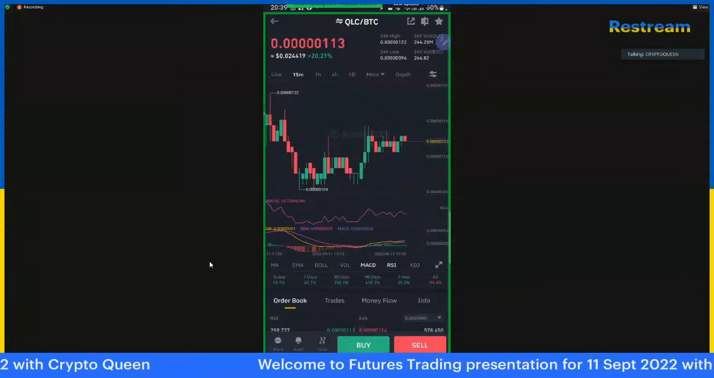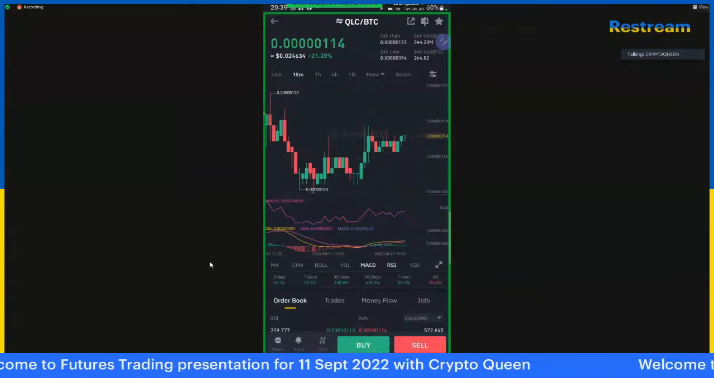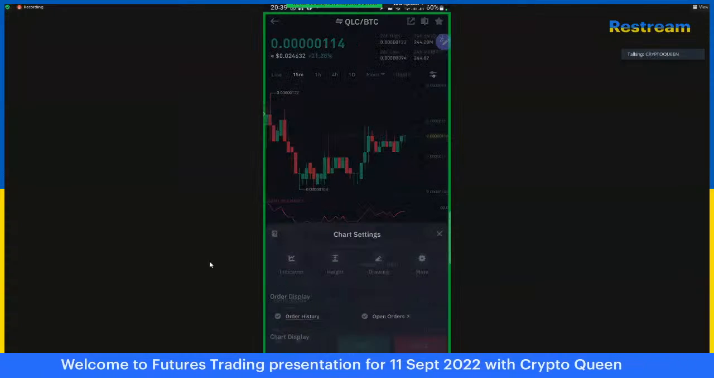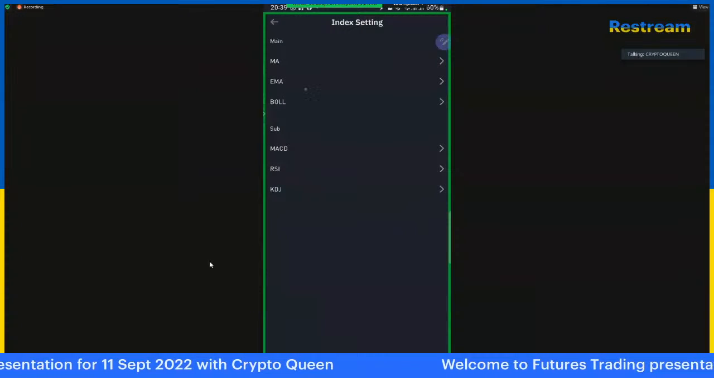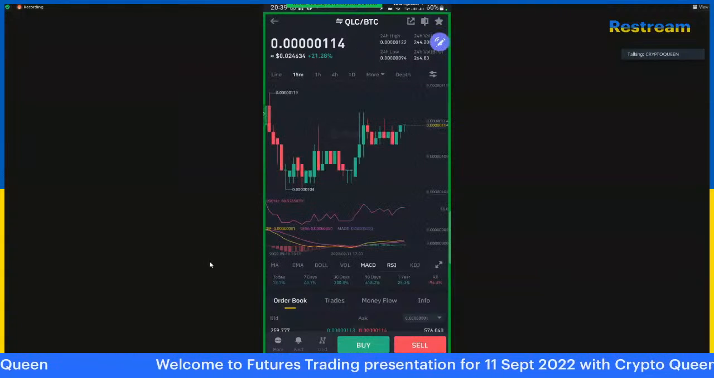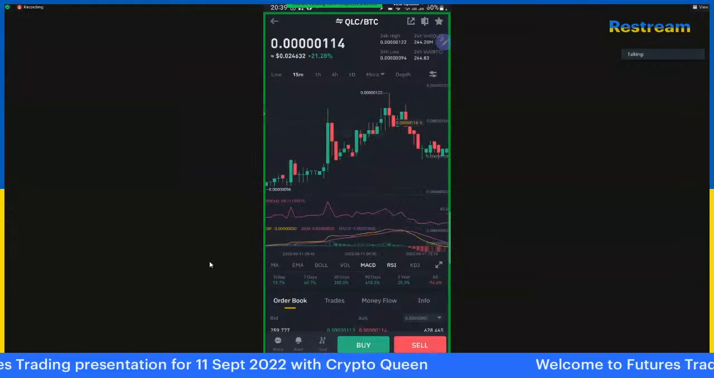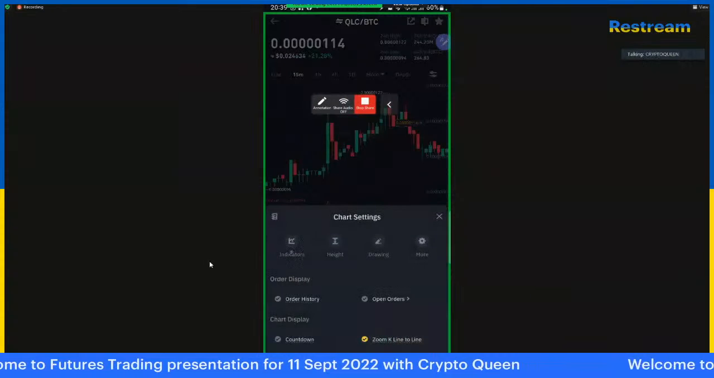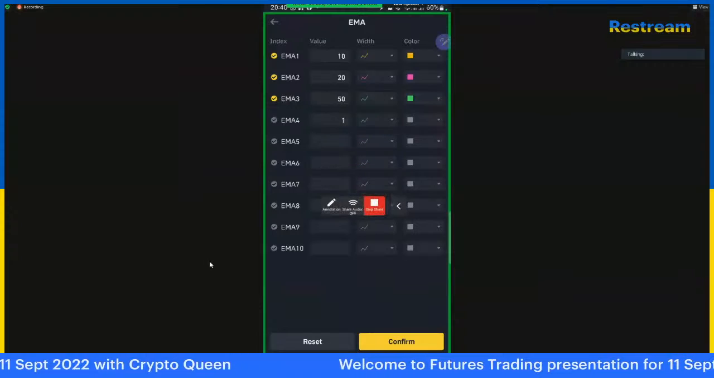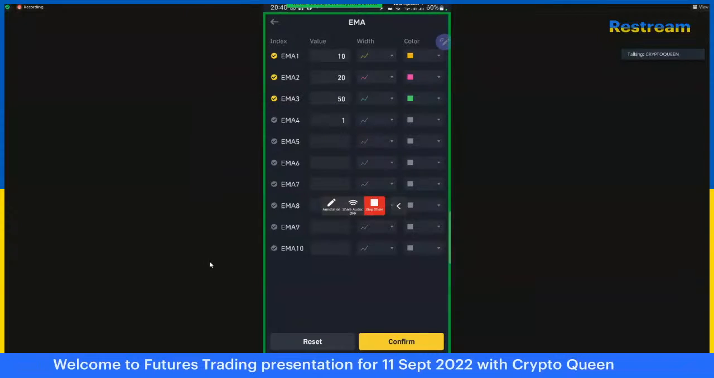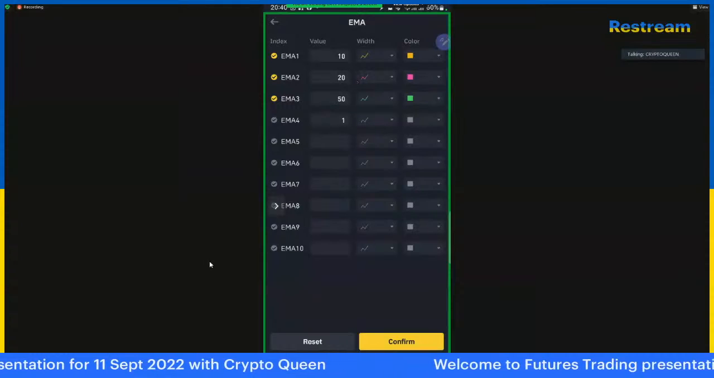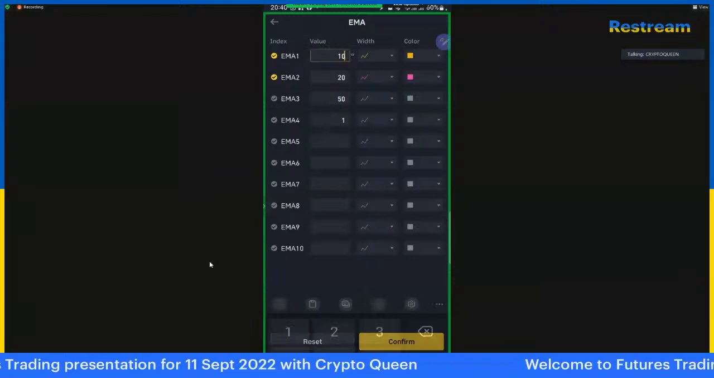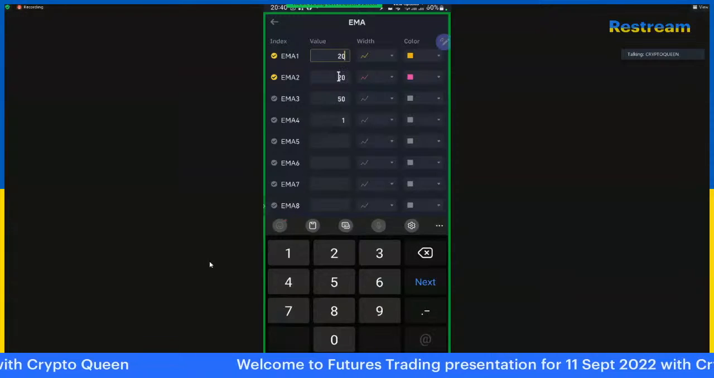Now, there are things I want to look at when I talk about MACD, exponential moving average. I'm just not following the sequence. When you want to set exponential moving average, you come here and click on indicator. I just turn on these two. I normally use two, so this is how my exponential moving average is set: 20 and 50.